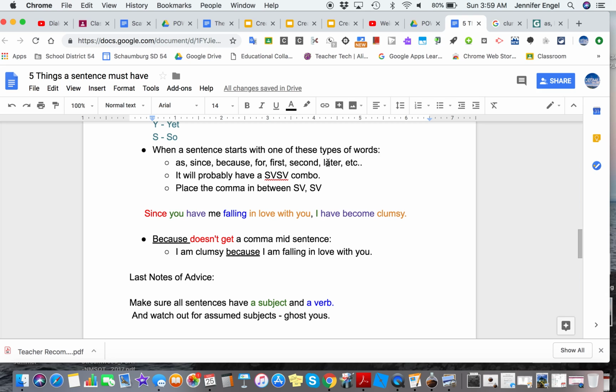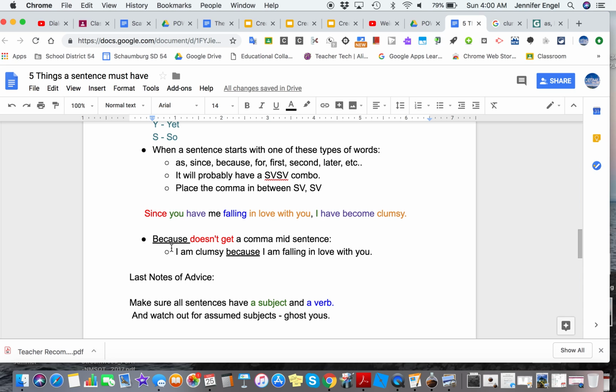All right. When a sentence starts with one of these types of words, as, since, because, for, first, second, later, etc., it will probably have that subject-verb combo. Place the comma in between the subject-verb, so just before that second sentence or second subject. For example, since you have me falling in love with you, so here is my first subject, and here is my second verb. There's my complete thought. Here is my second subject, so it's going to go right before that, okay?